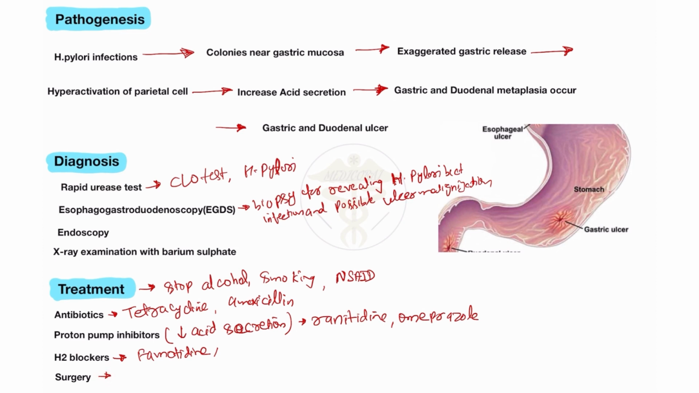But surgery is used in severe cases of patients, not all cases, because in most cases when we provide proton pump inhibitor and H2 blocker, the patient recovers. But when the condition is very severe, then we will also do surgery. So these are the treatments of peptic ulcer in patients with gastric ulcer and duodenal ulcer. Thank you so much.